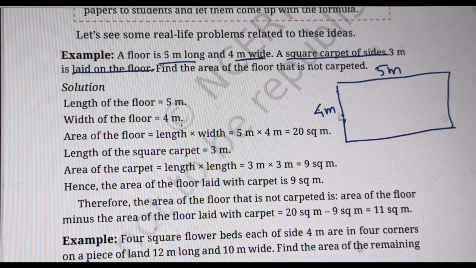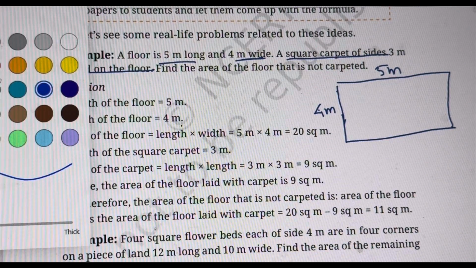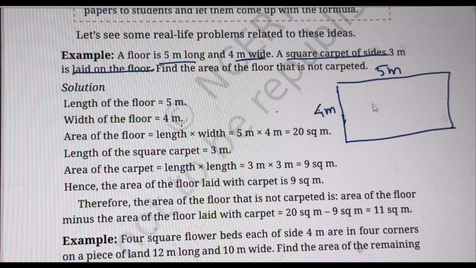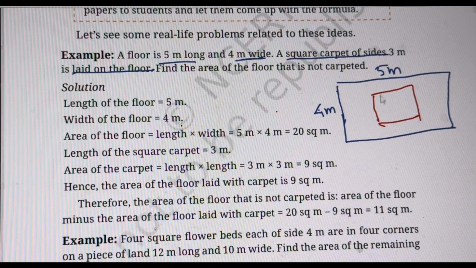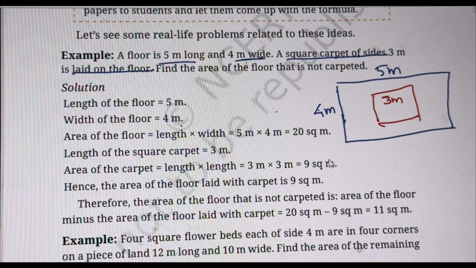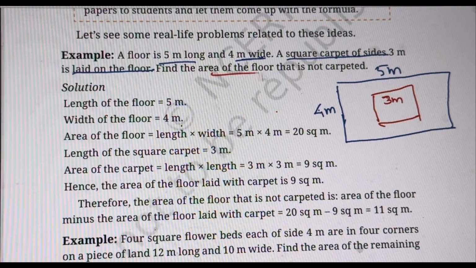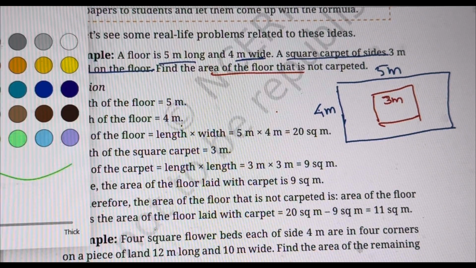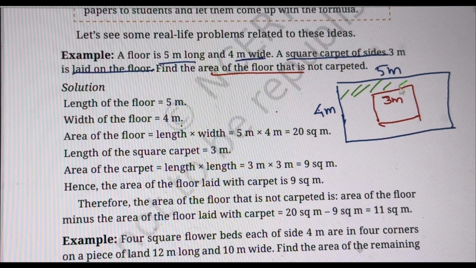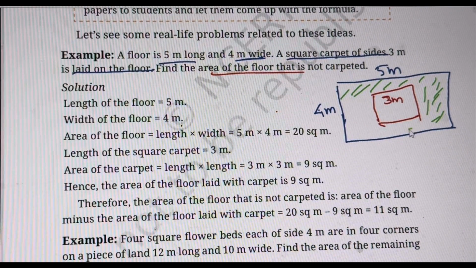So suppose this is your room, 5 meter and 4 meter wide, and you want to lay a carpet in it, right? But which shape carpet is it? A square shape carpet, which is 3 meter, the width of that carpet. What is asked? Find the area of the floor which is not carpeted. So what is asked over here is this region, the part which is not carpeted, right?